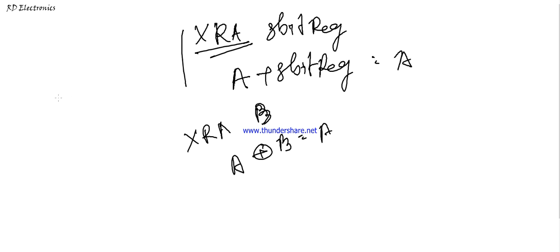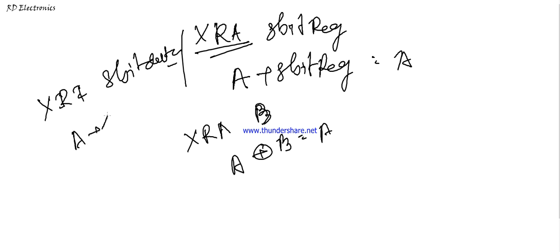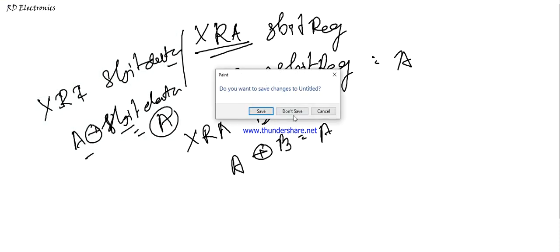It looks similar to another instruction, XRI. This is performed with 8-bit data. So the accumulator and the 8-bit data are XORed with each other, and the result is stored in the accumulator also. These types of instructions are known as logical instructions.